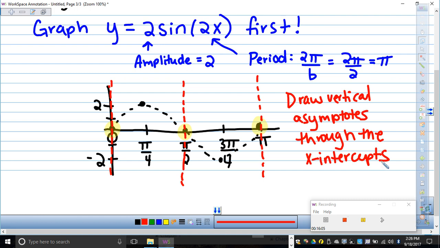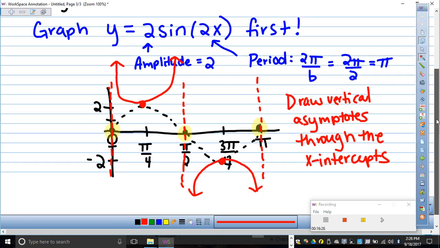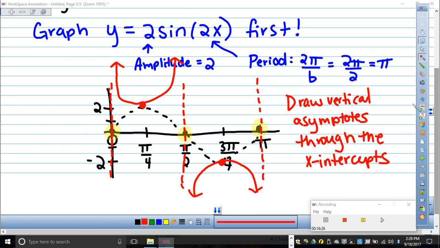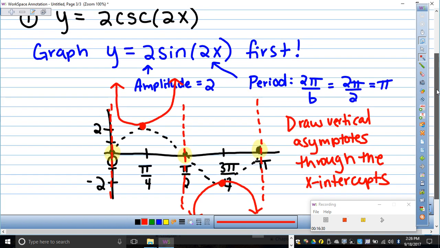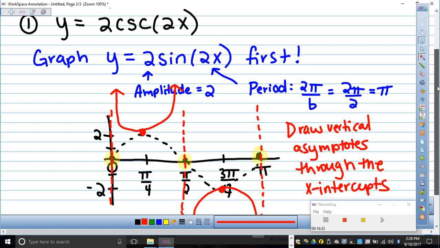Okay, next we are going to take the maximum point. That's going to be the bottom of our U shape. We're going to draw the U shape going upwards like this. Over here, it's going to share that minimum point, and the U shape is going to go down. All right, so this final graph here, just the part there that we drew with a solid line, is the graph of 2 cosecant 2x.